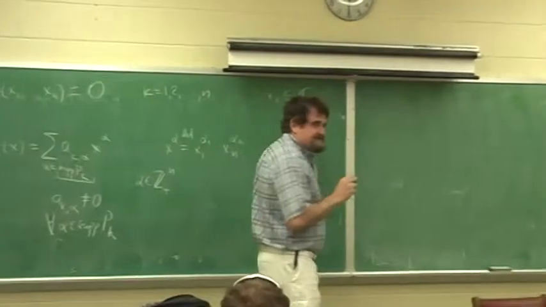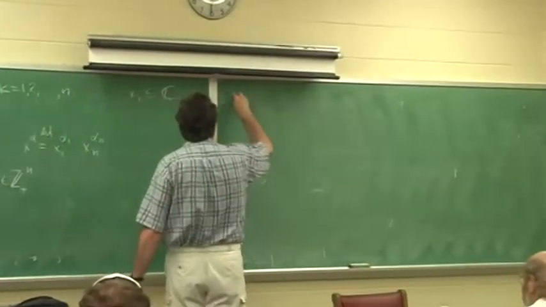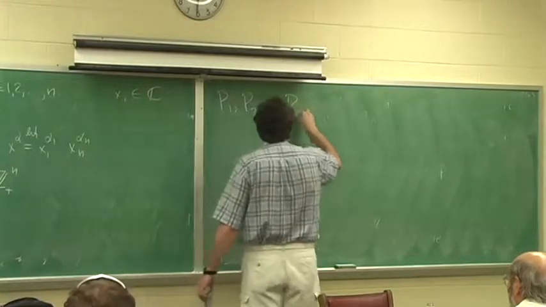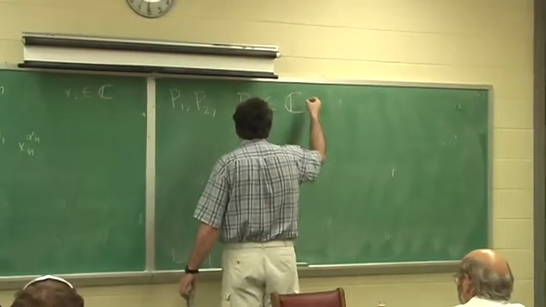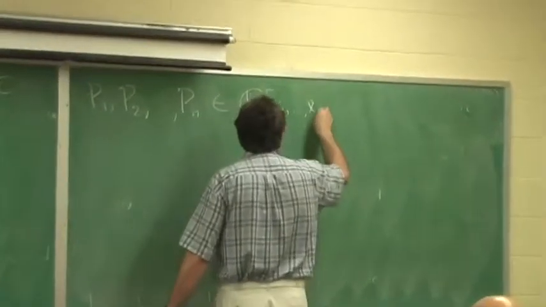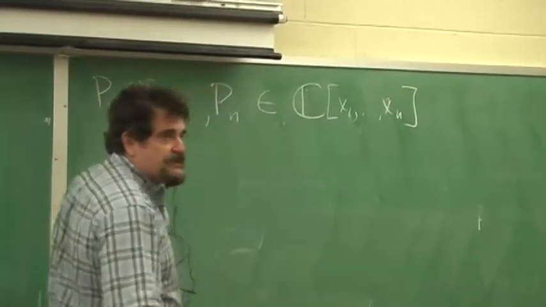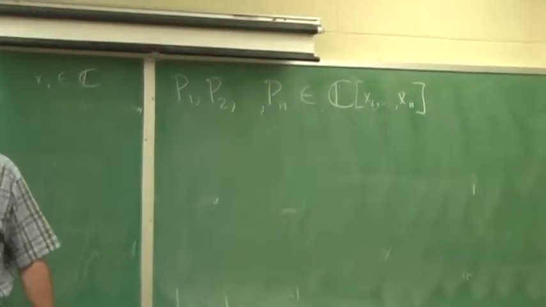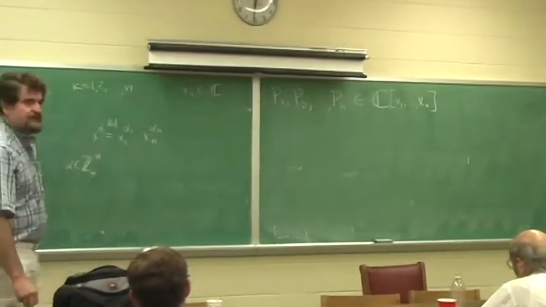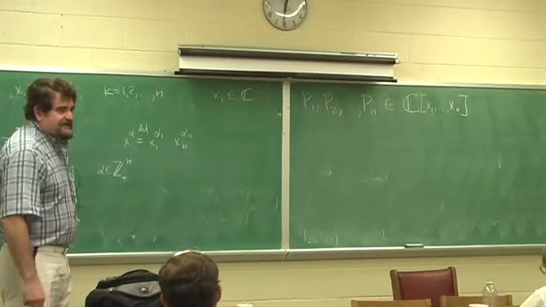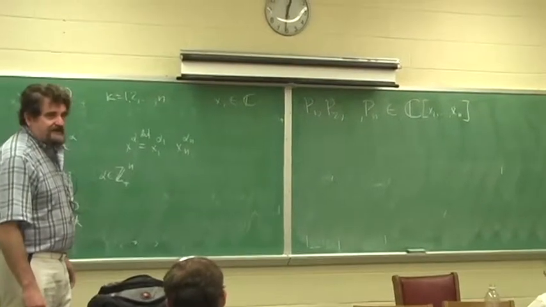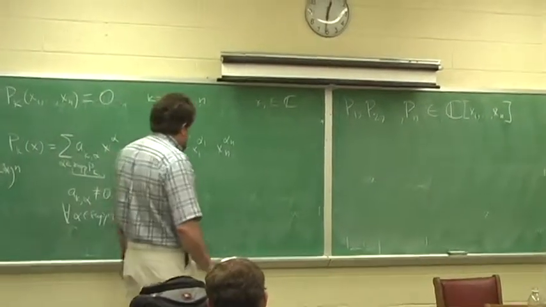Okay, so now we have polynomials P1, P2, Pn, polynomials with complex coefficients of x1, xn. This is the usual way to denote the set of polynomials with complex coefficients. Actually, complexity is not important. But since we do not care about any other algebraically closed field besides the complex field, it's okay.